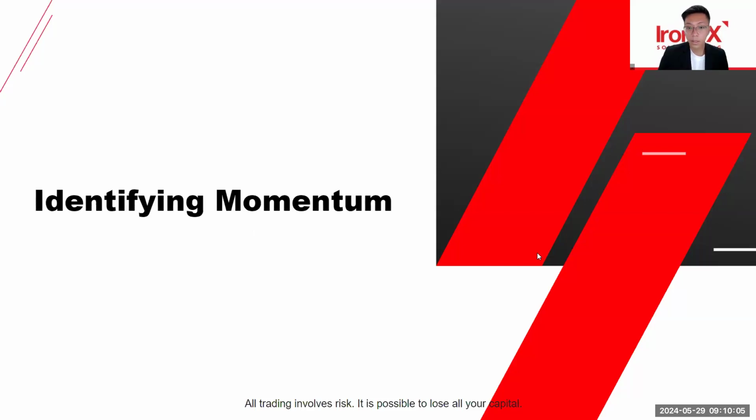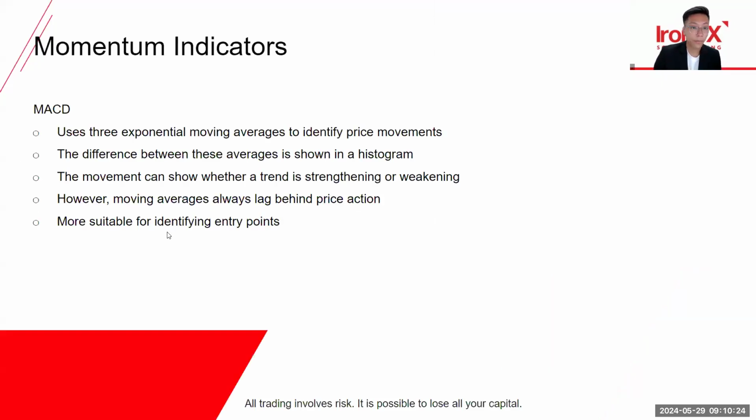So let's move on to identifying momentum. How can you identify momentum? There are a couple of indicators out there that can help you to identify momentum or even find entries that are good. So firstly we have your MACD. Just a quick explanation on MACD: MACD uses 3 exponential moving averages to identify price movements, and the difference between these averages is shown in a histogram that I'll show you guys later.